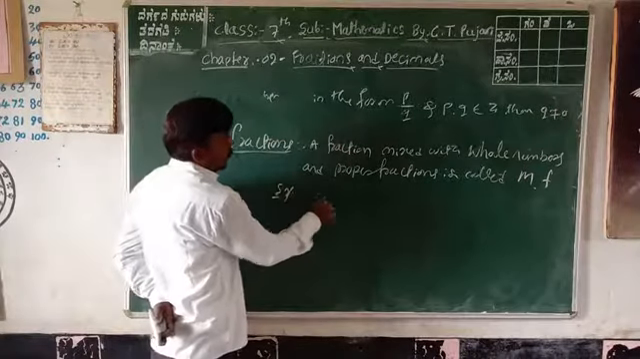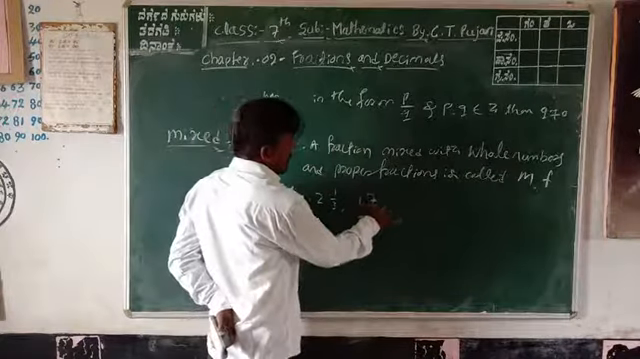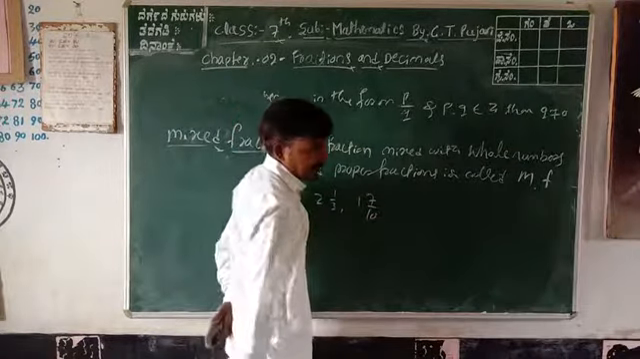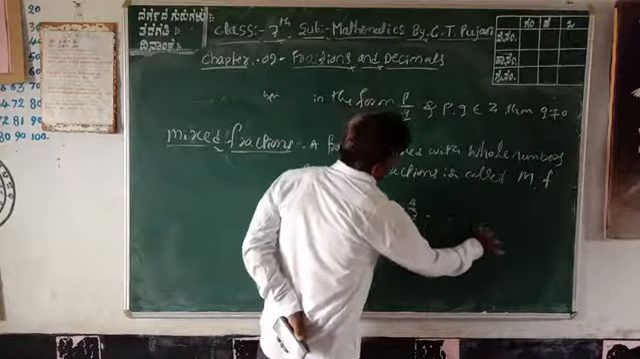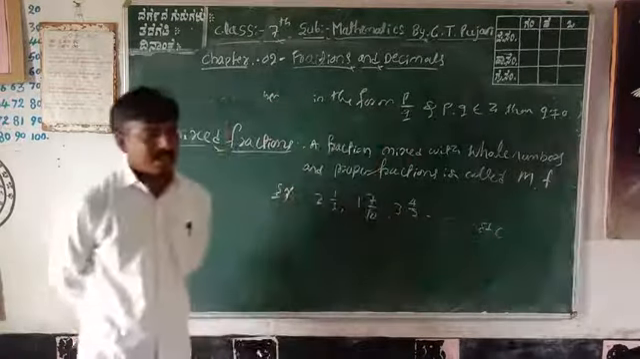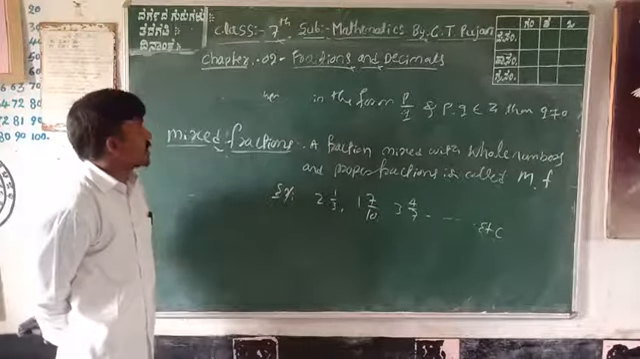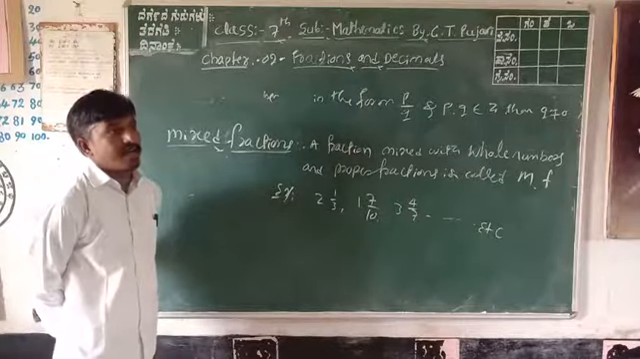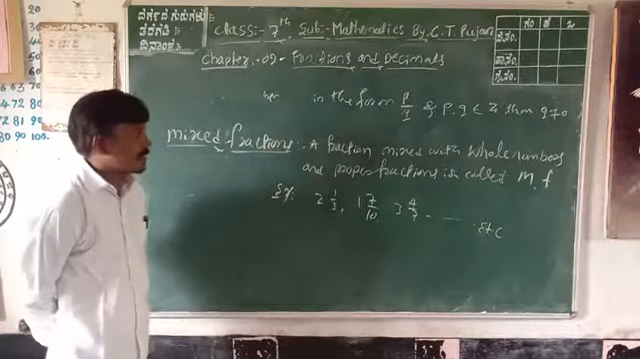For example, 2 integer 1 by 3, or 1 integer 7 by 10, or you can take 3 integer 4 by 7, and so on. These all are mixed fractions. And in fractions, so many types are here. Unit fraction is also here, and like fractions are also here.